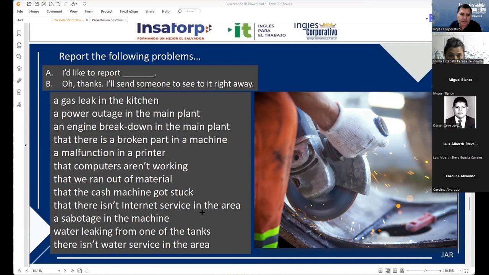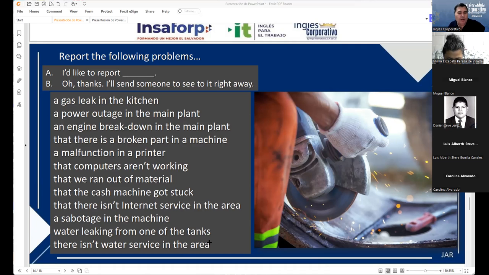That there is an internet service in the area. She said, teacher, I'd like to report that there is an internet service in the area. That is sad. A sabotage in the machine. Un sabotaje en la máquina. A sabotage in the machine.